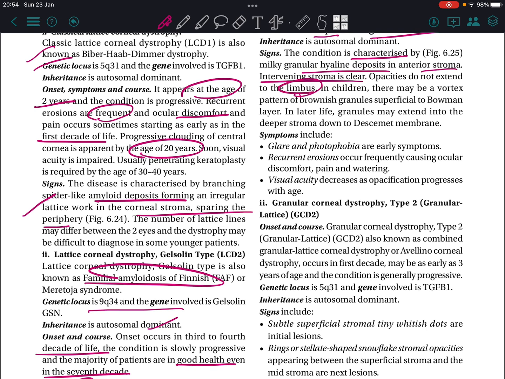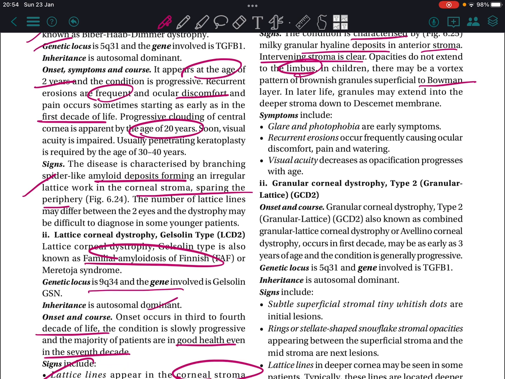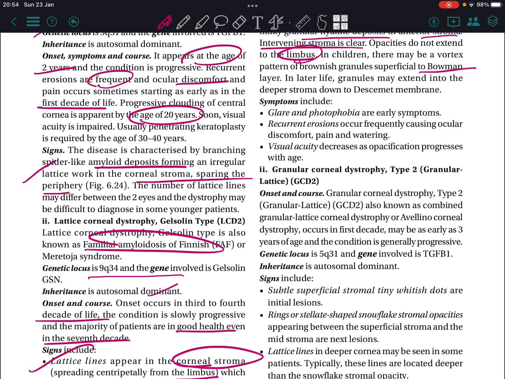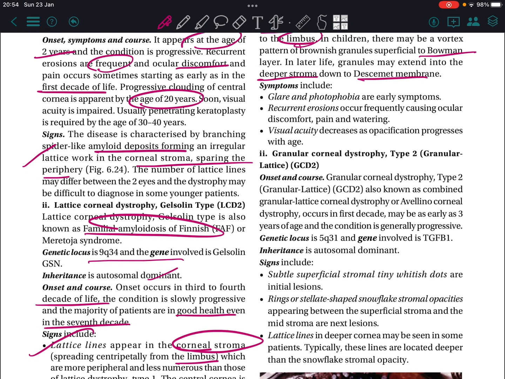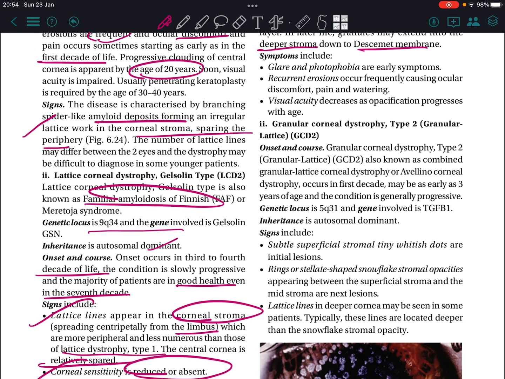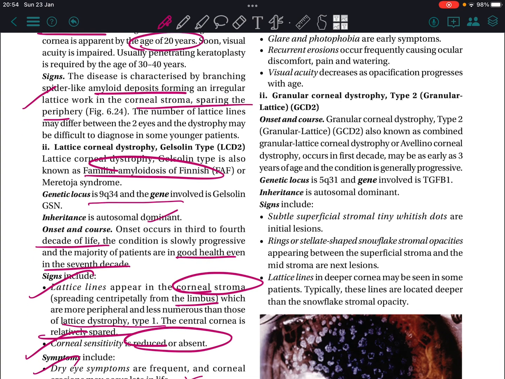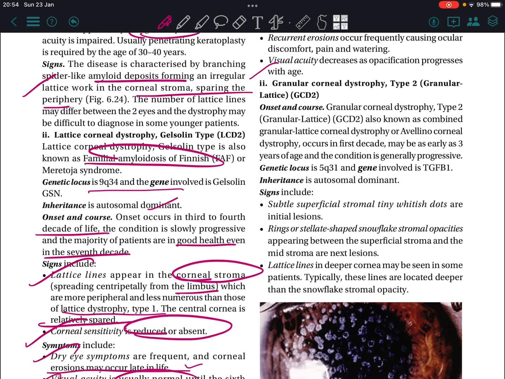In children, there may be a vortex pattern of brownish granular deposits superficial to Bowman's layer. In later life, granules may extend into the deeper stroma down to Descemet's membrane. Symptoms include glare and photophobia as early symptoms. Recurrent erosions occur frequently, causing ocular discomfort, pain, and watering. Visual acuity decreases as opacification progresses with age.